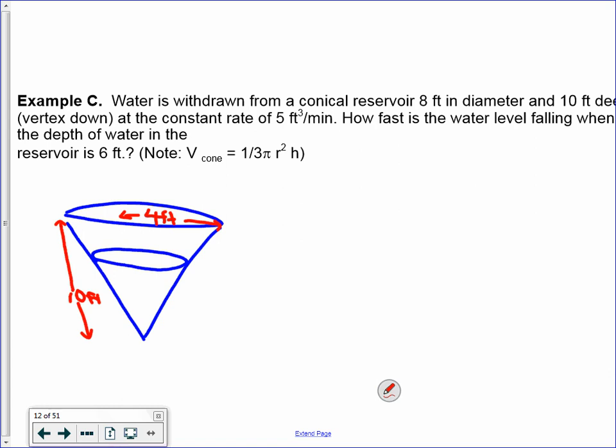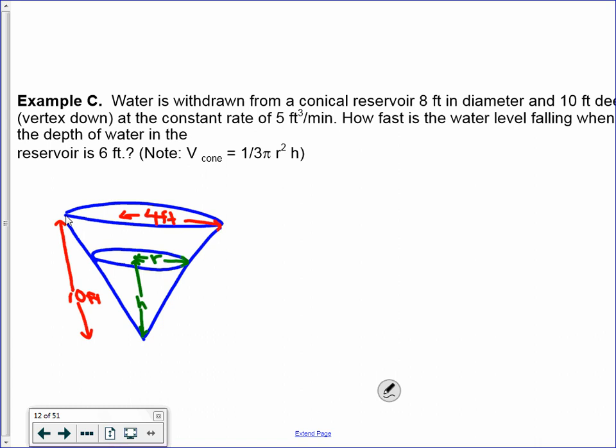Now, inside of it, water is being withdrawn. So the radius and the height of the water is changing. So what should we call the radius of the water? R, of course, right? We're not crazy. And the height of the water? H. All right, so we got everything labeled.